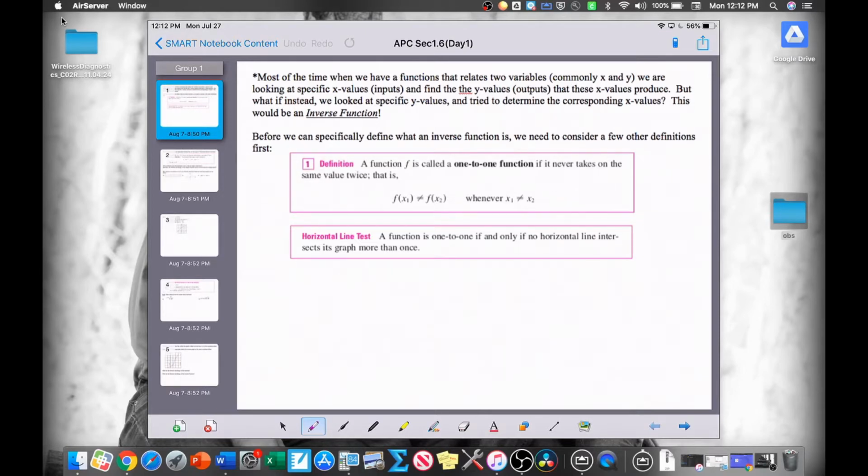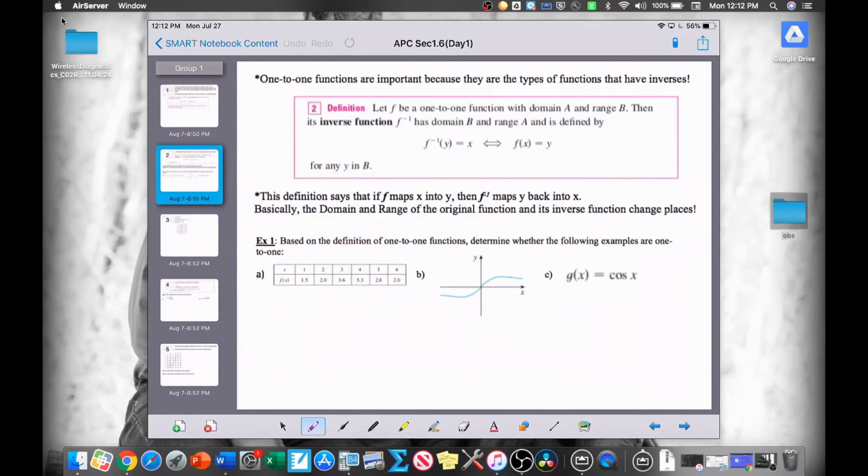Let's take a look at a few more pieces of information about this. One-to-one functions are important because they are the types of functions that have inverses. So right now, one thing to be thinking about is not every function has an inverse. Only one-to-one functions have inverses.